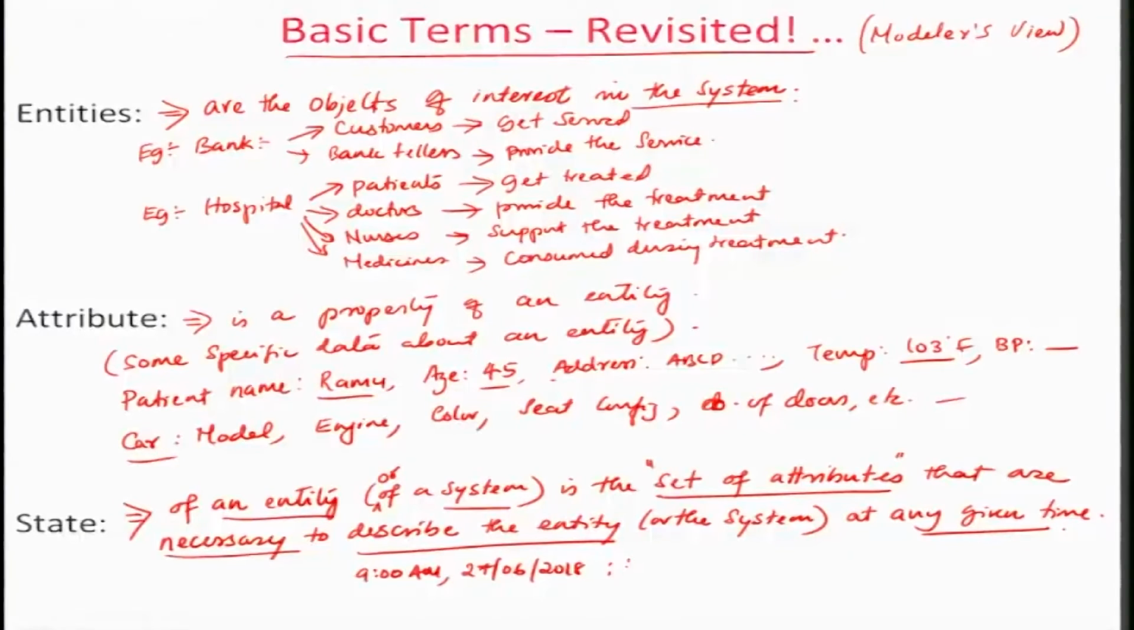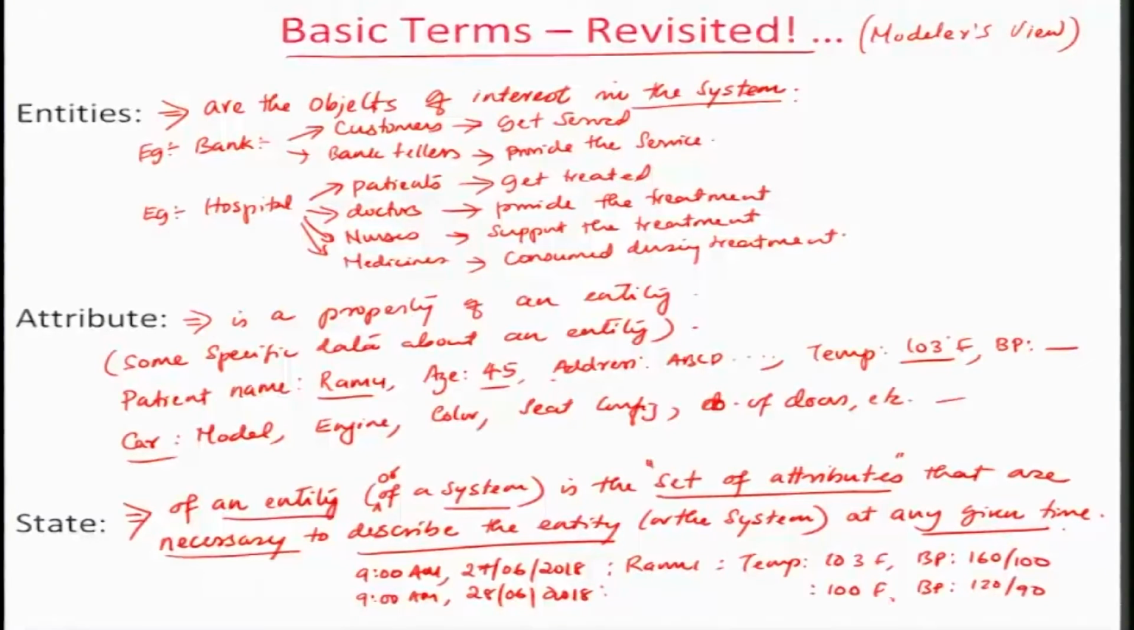On 27/6/2018, Ramu had a fever. Ramu's temperature is 103 Fahrenheit, BP is 160/100. Then at 9 a.m. on 28/6/2018, Ramu's temperature is 100 degrees Fahrenheit and BP is 120 by 90, then you can obviously say that Ramu's health condition is improving in this regard.